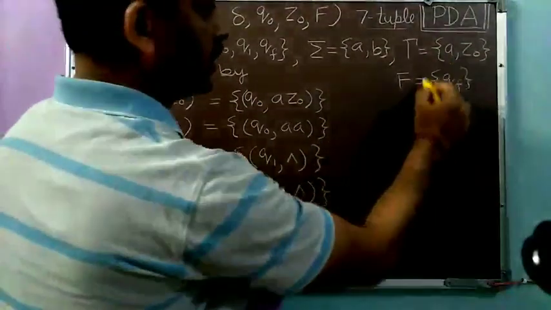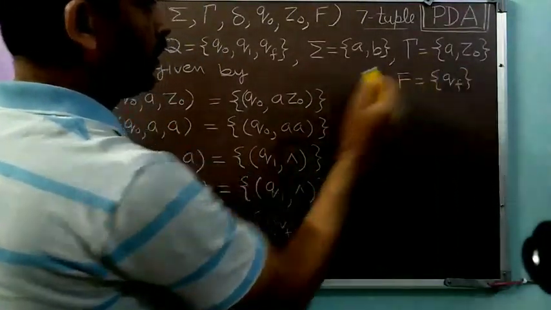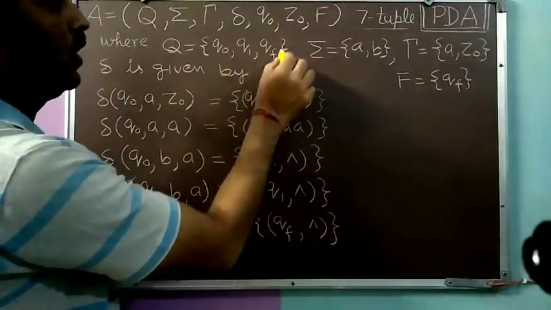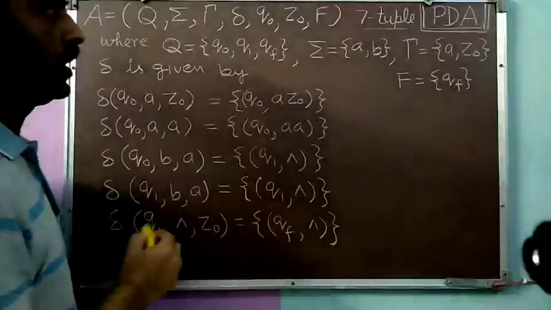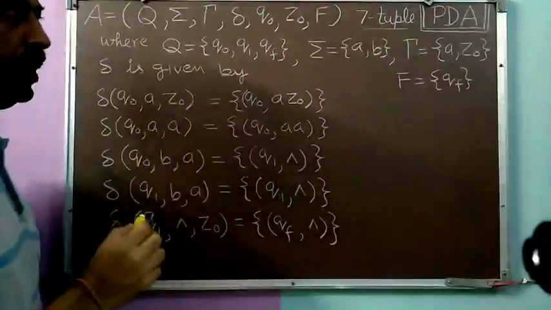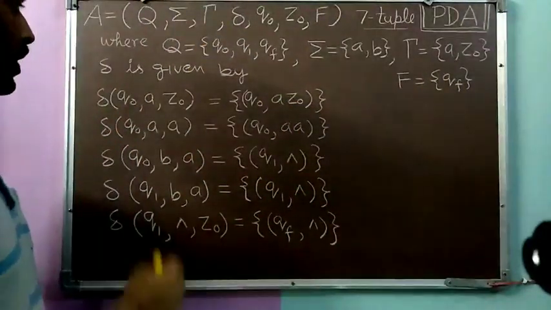Now F consists of a single state, that is Qf. So we say that Qf is the final state. Among these 3 states, Q0, Q1, and Qf, Qf is declared as the final state, and Q0 has been declared as the start state. So Q0 is the start state and Qf is the final state.